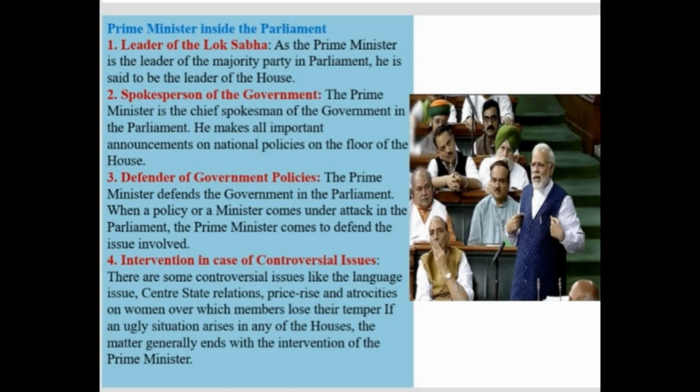And also once the Prime Minister intervenes, everybody tries to listen to him and tries to know what the leader of the nation is trying to say. So in that manner, he can handle very controversial issues, and he can even defend the government in such critical situations inside the parliament. So this is the role of the Prime Minister inside the parliament.